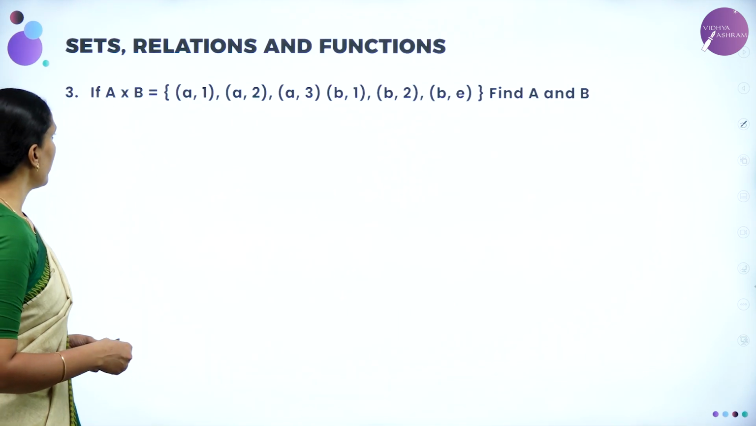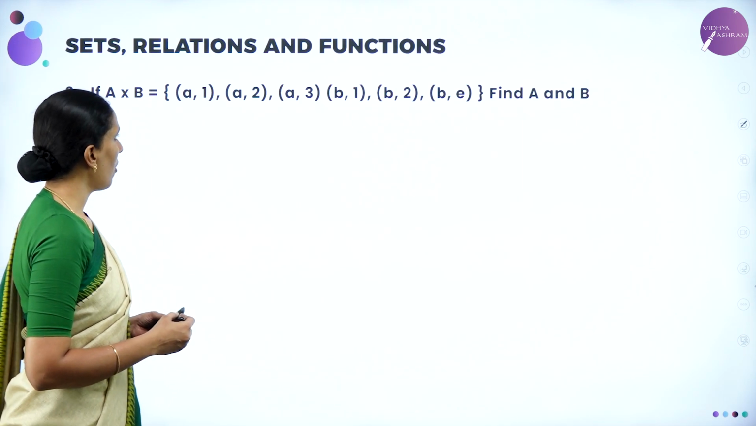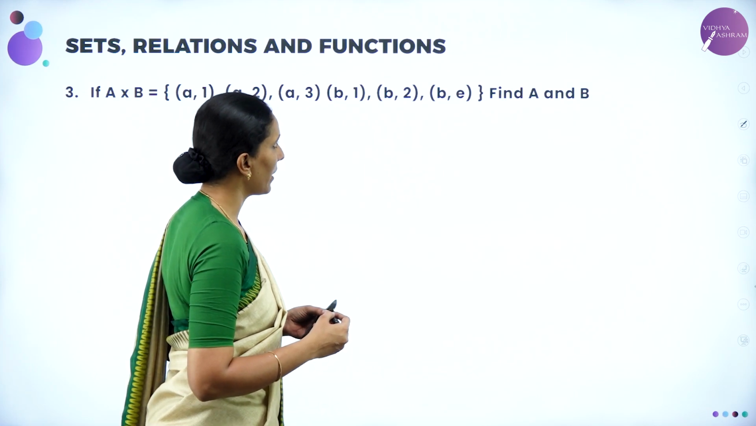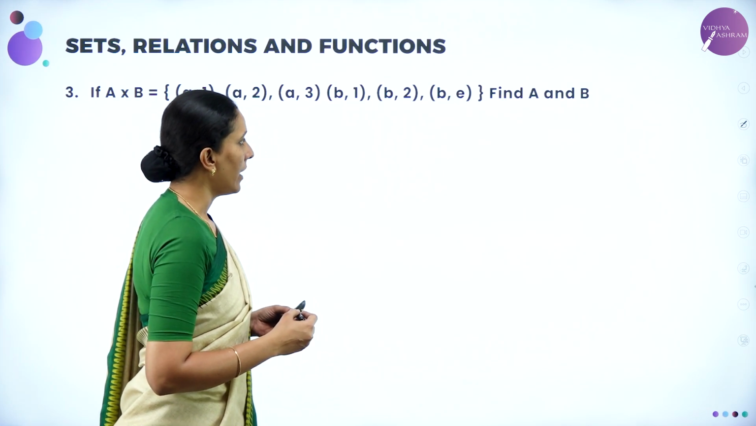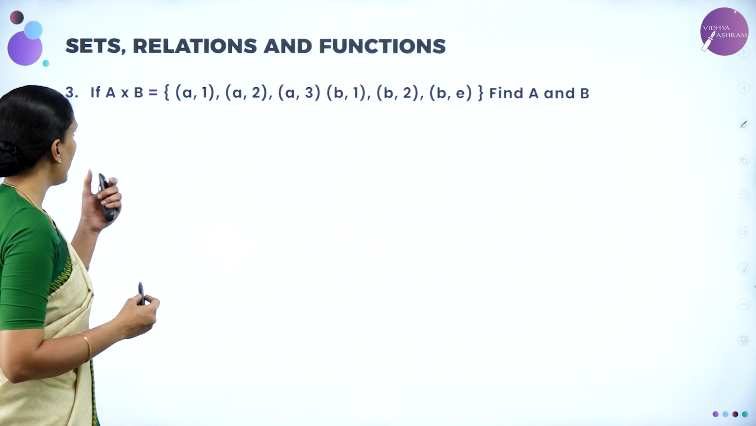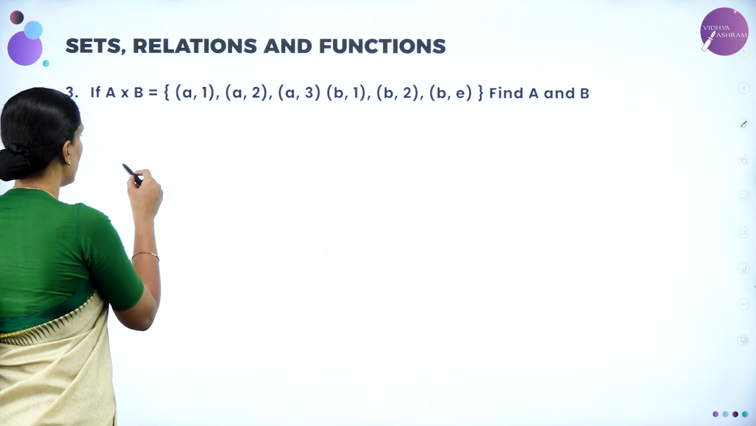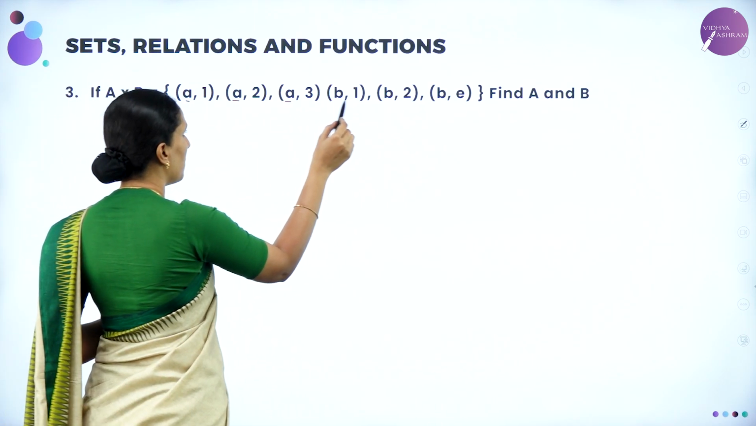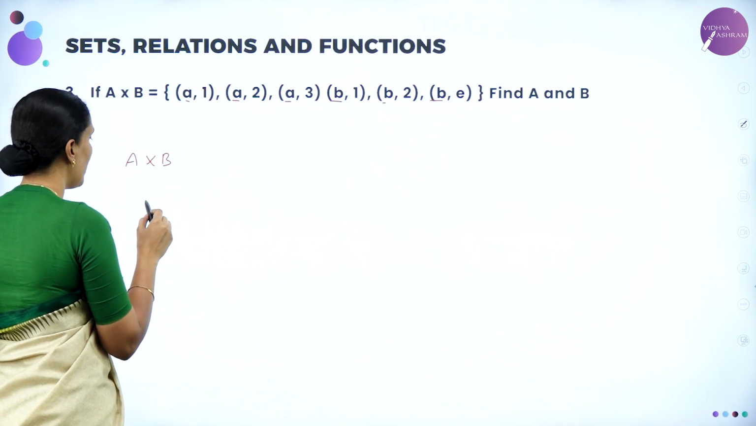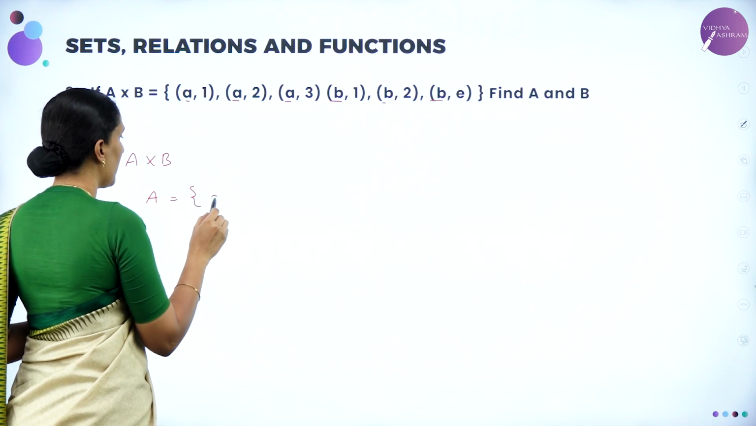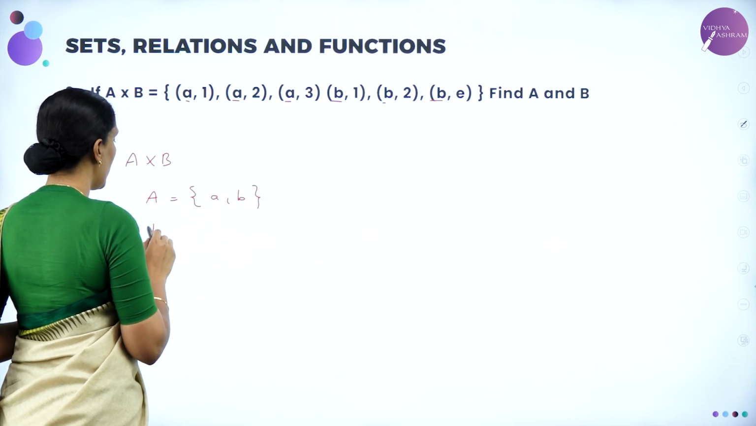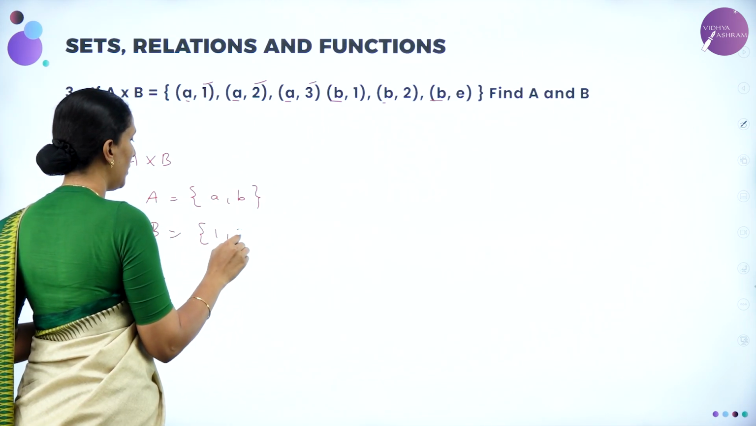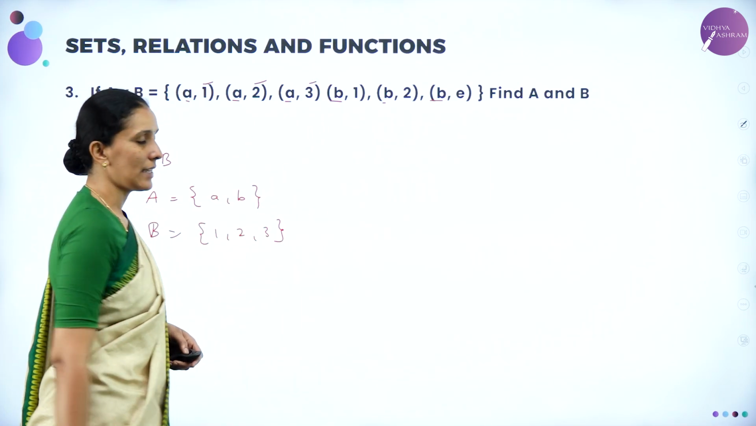Next question. If A cross B is equal to {(a, 1), (a, 2), (a, 3), (b, 1), (b, 2), (b, 3)}, find A and B here. So now here when we are defining A cross B, all the first elements belong to the first set. So that means a, b belong to the first set and second elements belong to the second set. So therefore 1, 2, 3 belong to the second set.